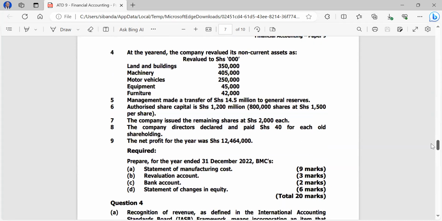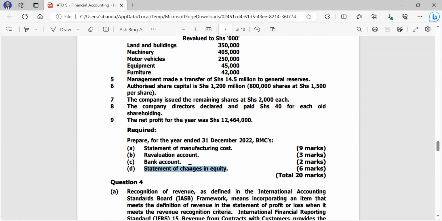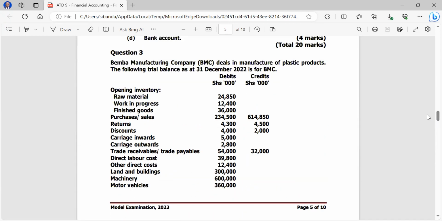What does the examiner require of me? So this question is requiring us to prepare a statement of manufacturing cost, a revaluation account, and then a bank account. Now, for today's lecture, I don't want to concentrate on these three above. My interest is on the statement of changes in equity. And what I'm trying to say is that whenever I see that the examiner is asking me to prepare a statement of changes in equity, my interest now is to get back to the trial balance presented to see which are those items that I would regard as items that fall under the statement of changes in equity.